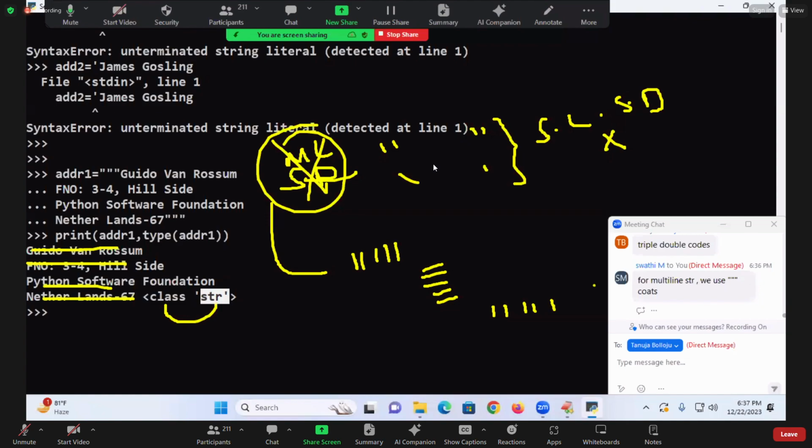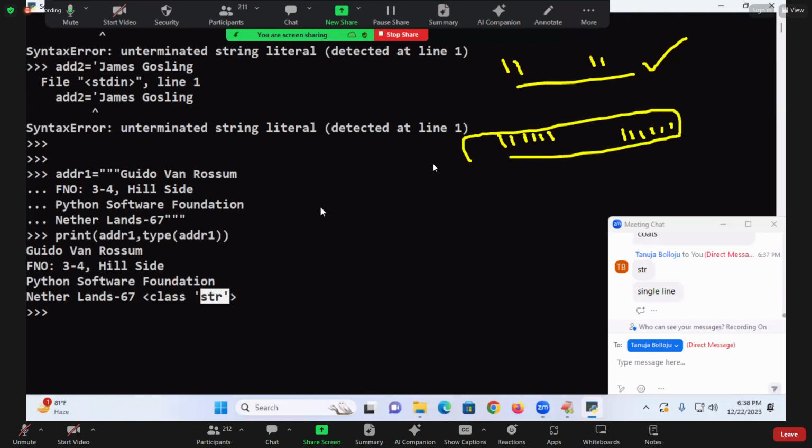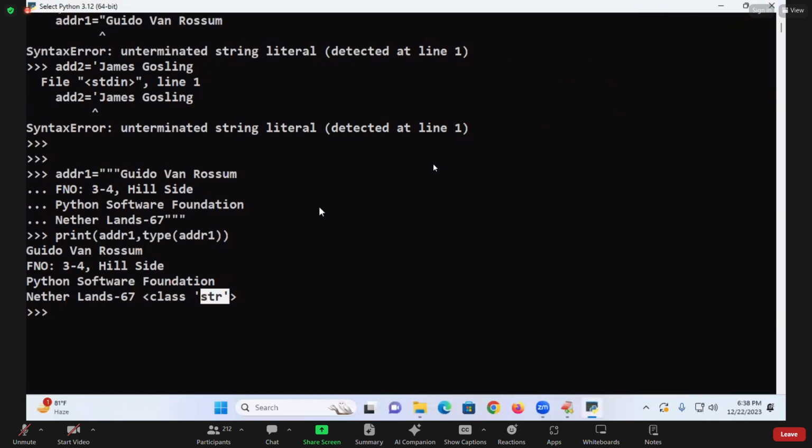Carry this. People will ask a question from the interview point of view: what is the difference between single quotes and triple single quotes? Will you answer it properly? Single or double quotes are used for what? Single line string data. And this is meant for what? Multi-line string data. Good. Go on.